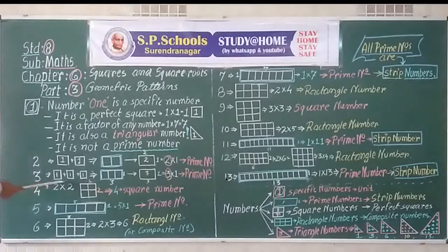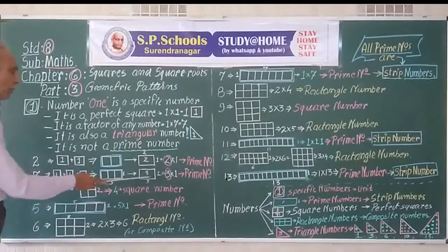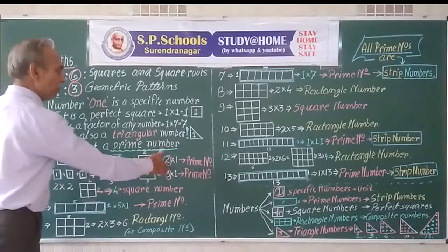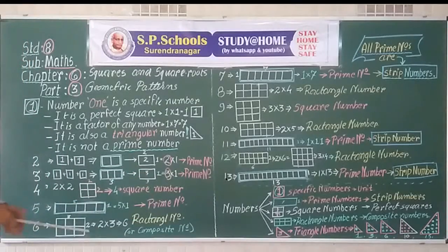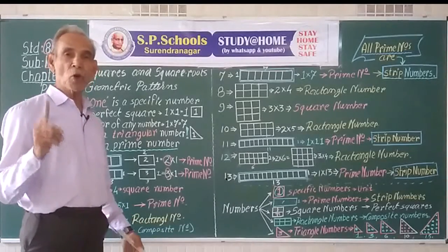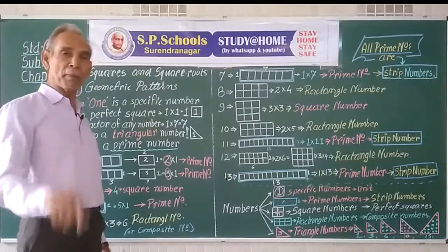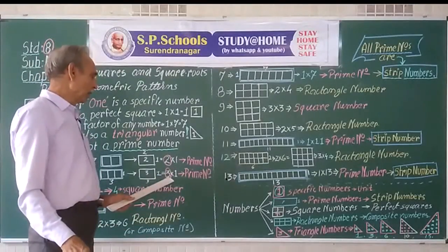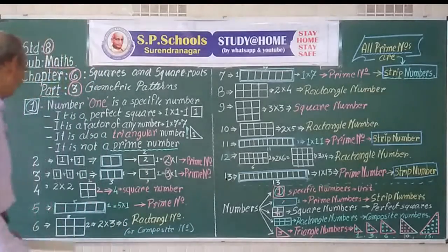3. 1 plus 1 plus 1 equals 3. 3 into 1 equals 3. 3 multiplied by 1 equals 3. So 3 is also a prime number. 3 is the smallest odd prime number. 2 is the smallest prime number. 2 is the only even prime number. 3 is the smallest odd prime number.